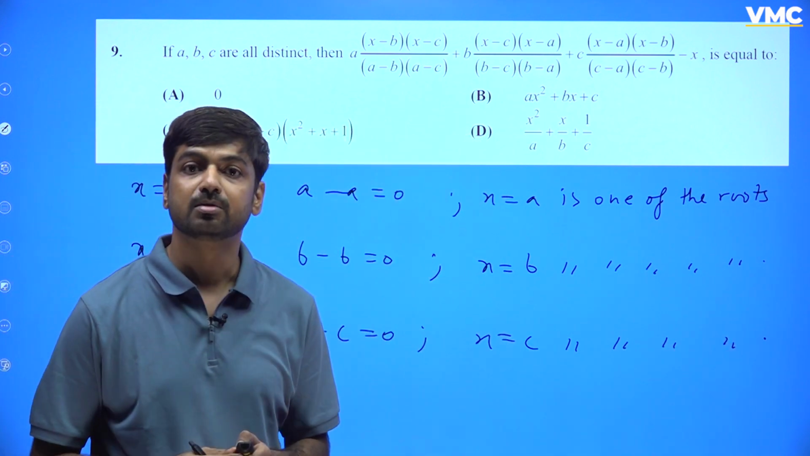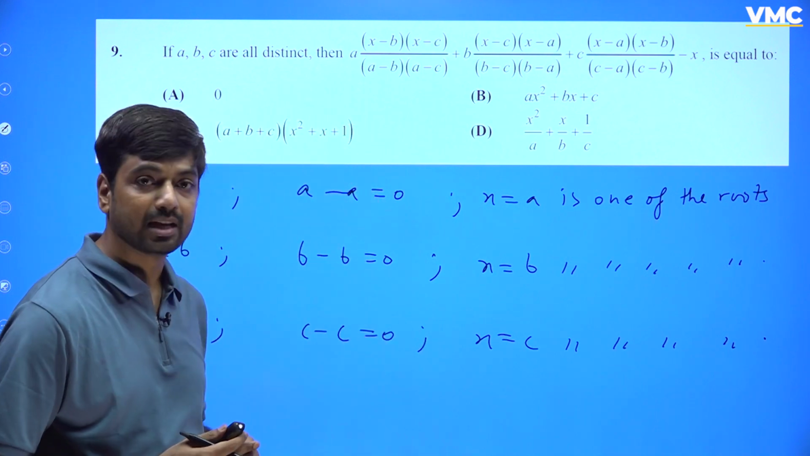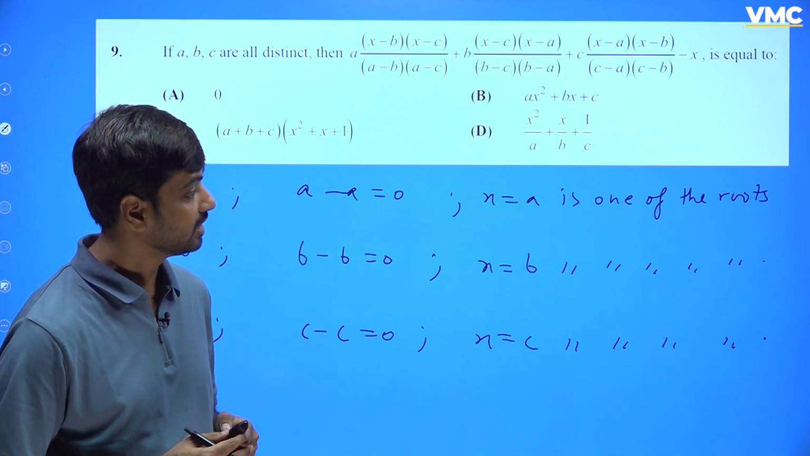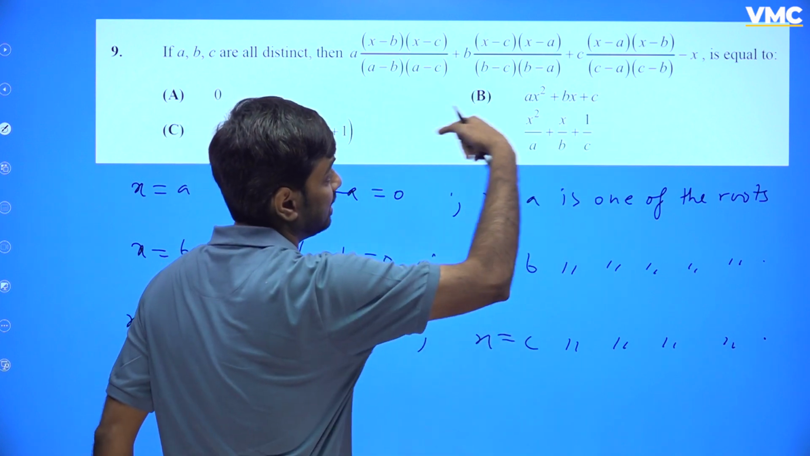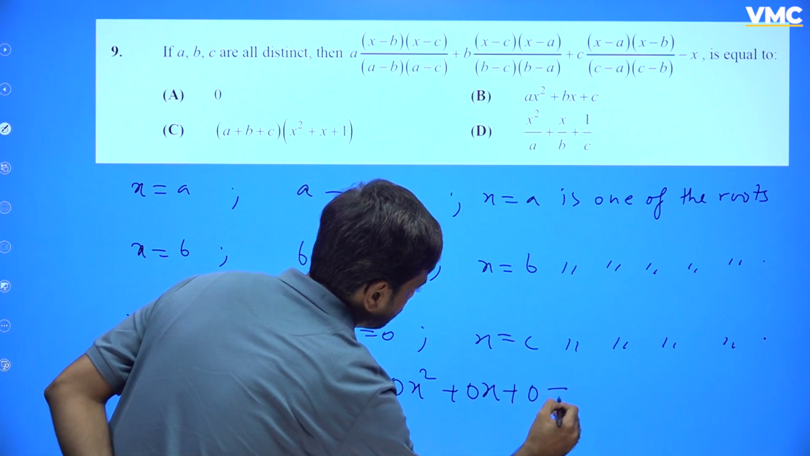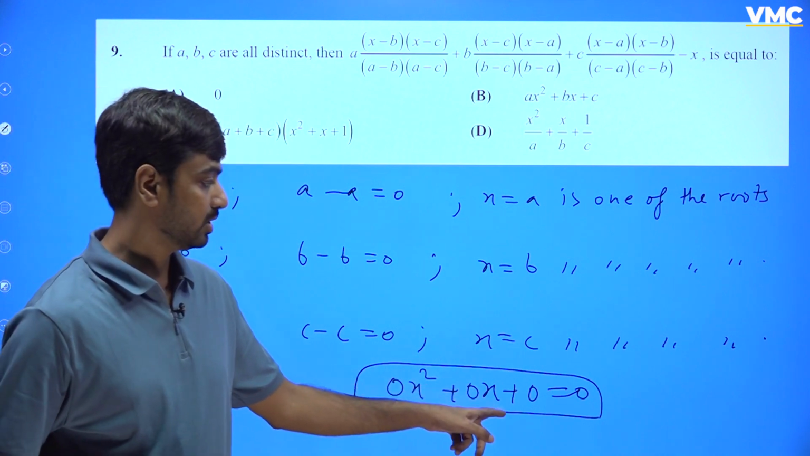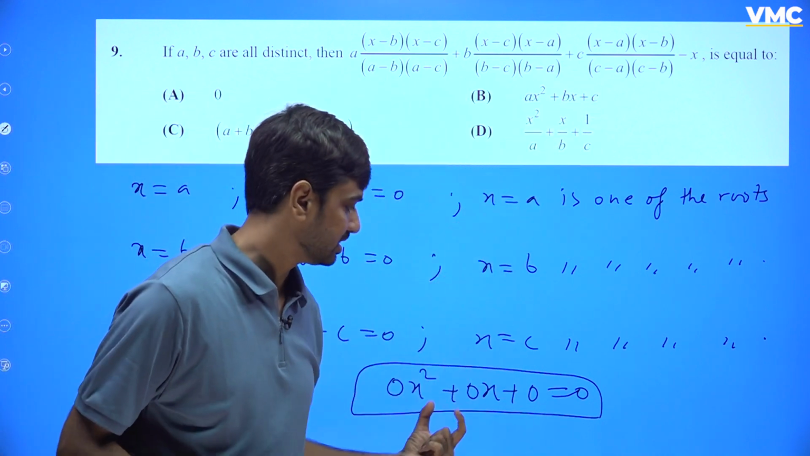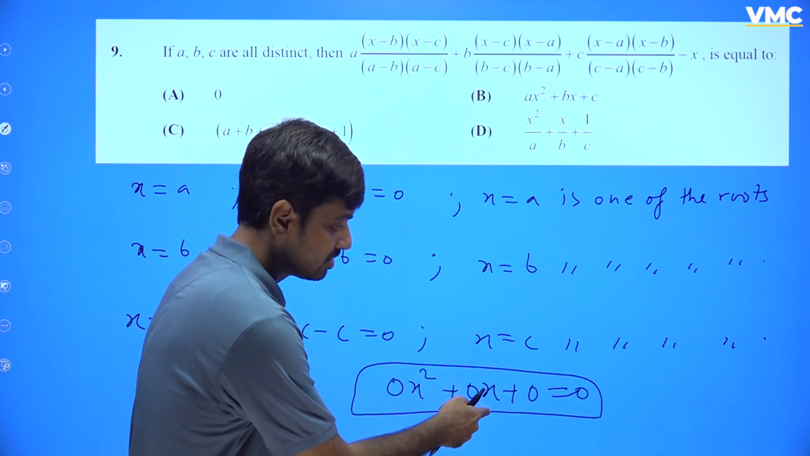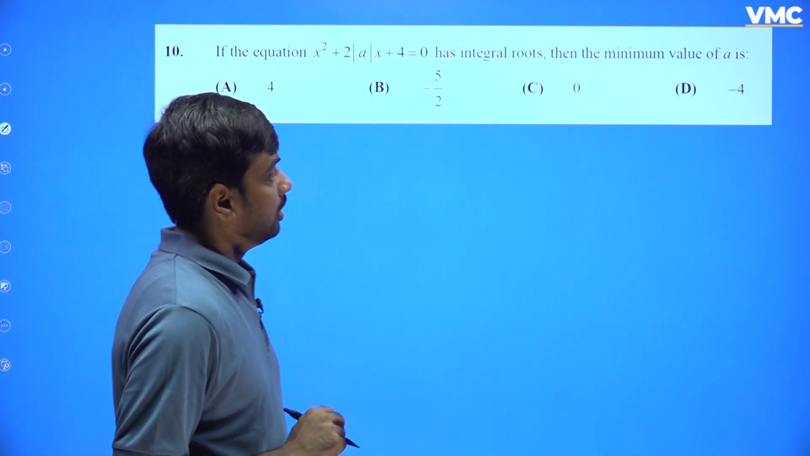But a quadratic has two roots only. How is it possible that a quadratic has 3 roots? This is only possible in the case when this quadratic is an identity. So if this is an identity, this will be reduced to 0x square plus 0x plus 0 is equal to 0. So when you multiply all this expression, you will get 0x square plus 0x plus 0, and that is equal to 0: 0 into x square is 0, 0 into x is 0, and plus 0 is 0. So the answer for this question is A, 0. Move to the next question.